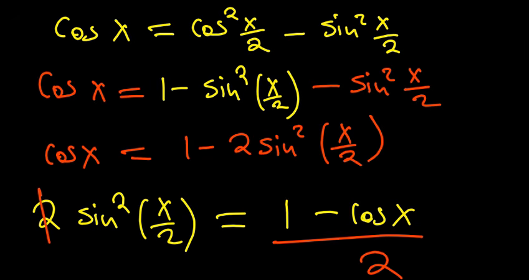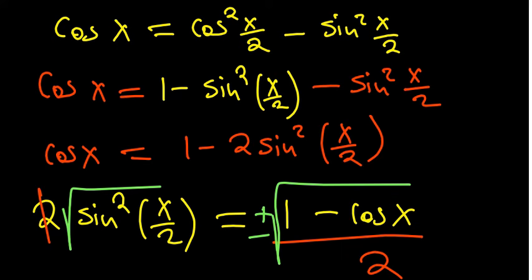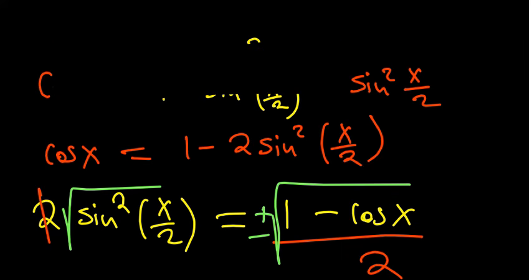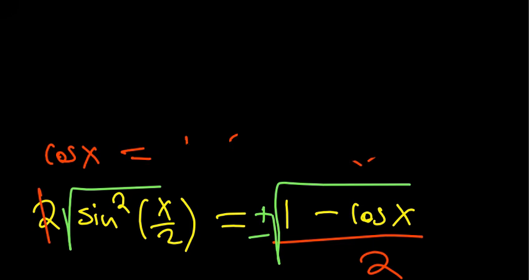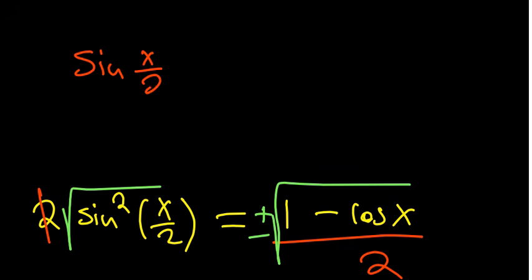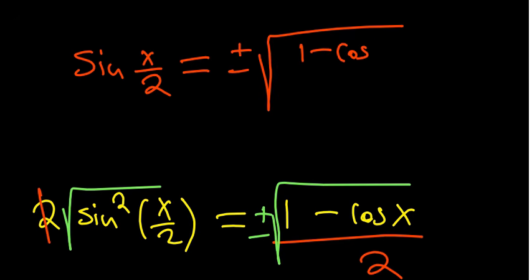Now we need to find the square root on both sides so that the square can go away. The moment you do that, you have to add plus or minus the root of what is on the right hand side. So that is our result now. If you find the square root on the left hand side, you are going to remain with sine of half an angle is equal to plus or minus the square root of 1 minus cosine of x over 2.